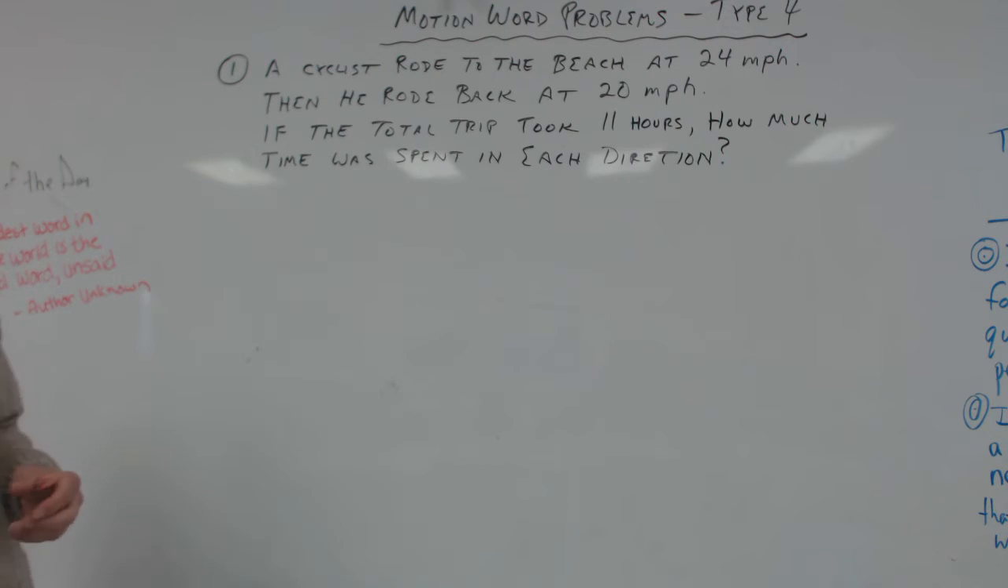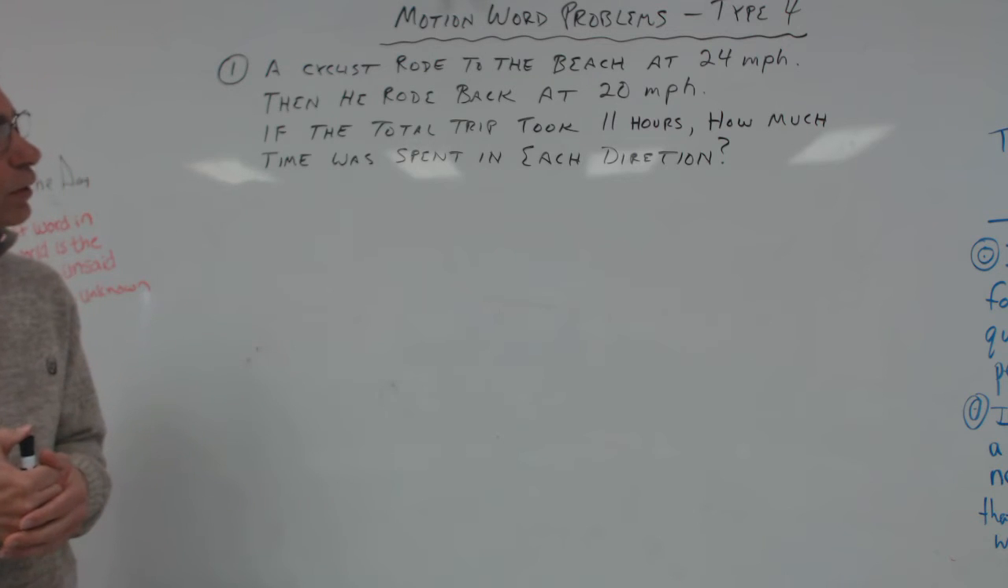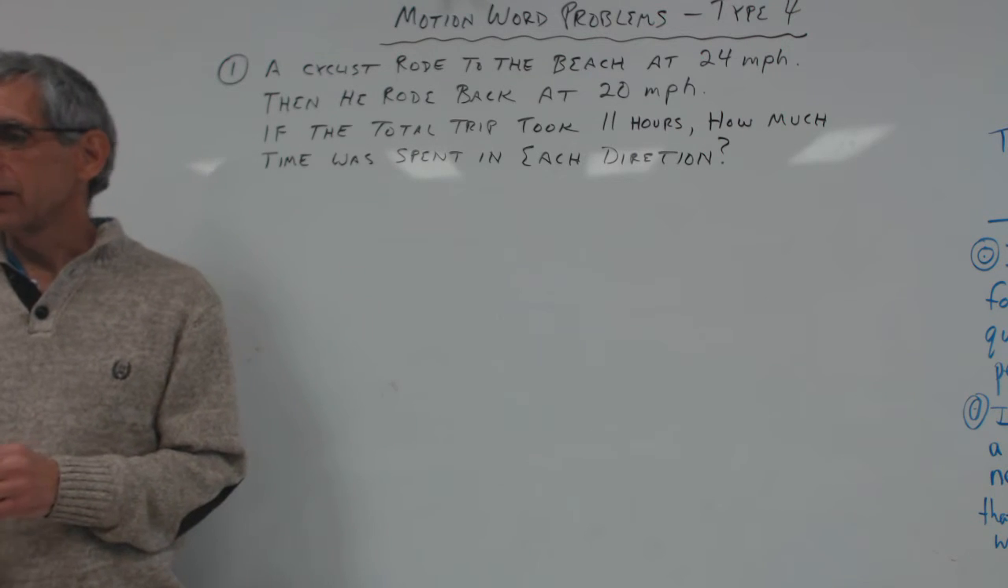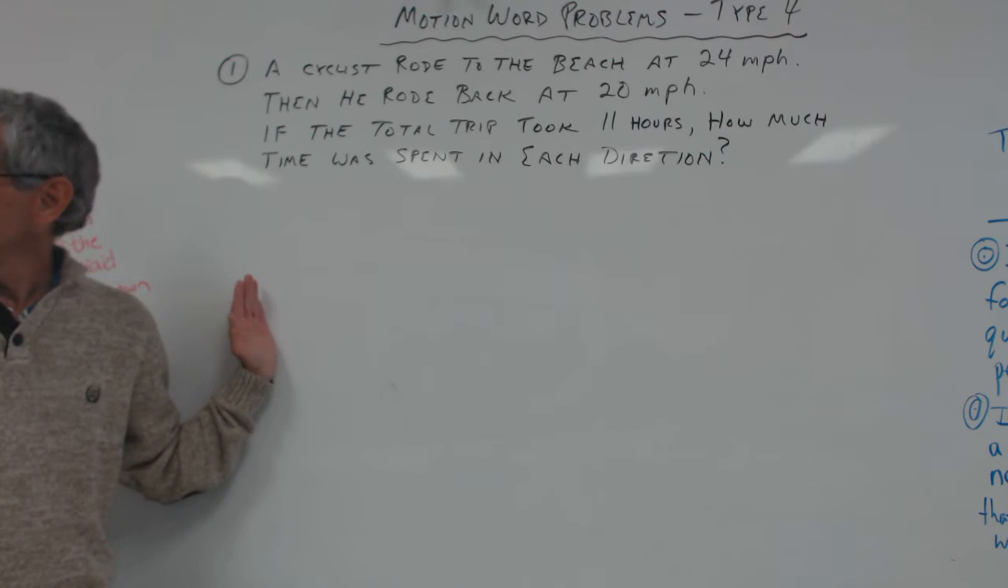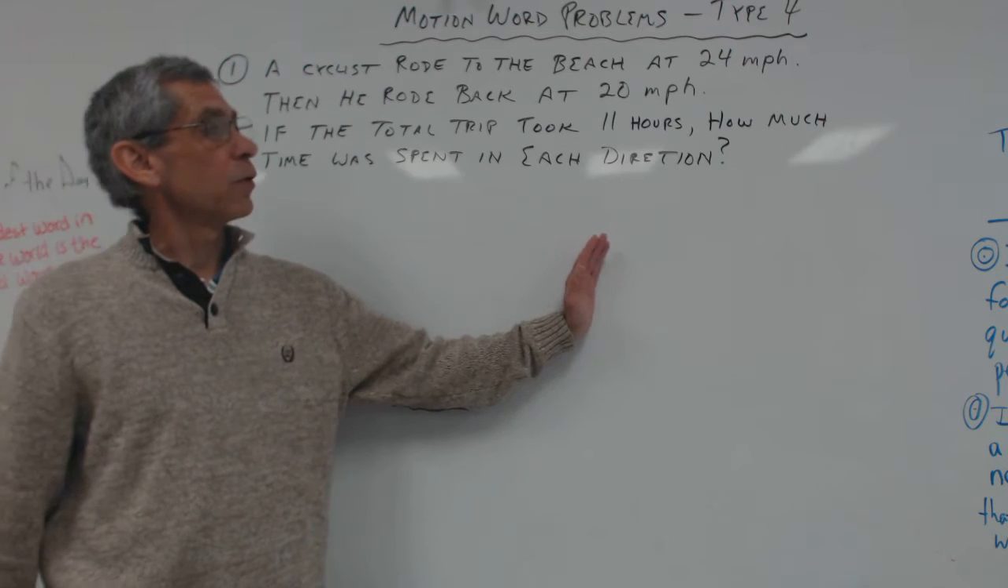So let's read it first. A cyclist rode to the beach. Scott, why don't you have a seat right here? So a cyclist rode to the beach, okay? Rode to the beach at 24 miles per hour.